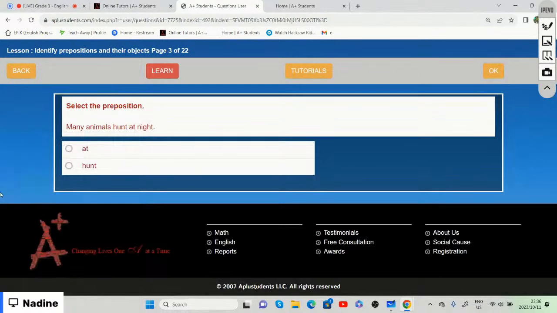Many animals, they hunt at night. So what is our preposition within that sentence? Is it at or is it hunt? The preposition comes before the noun or the object. So is it at or is it hunt? All right, so if we select the correct preposition, we can say it is at.